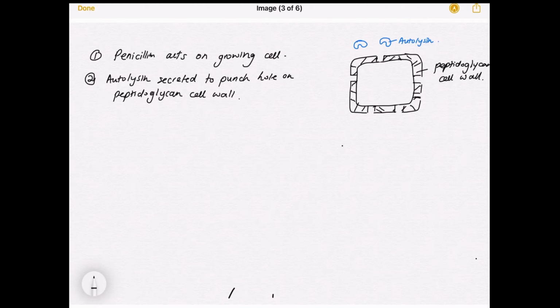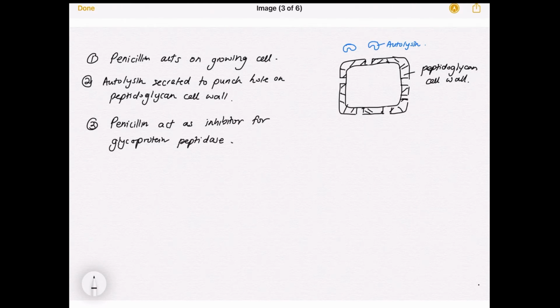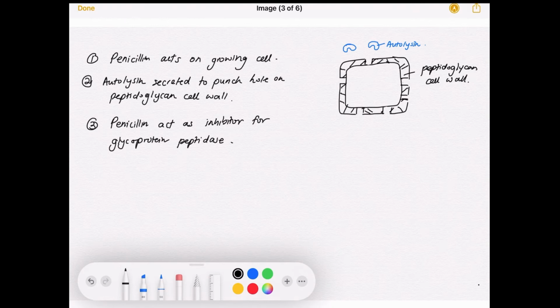So point number 3, how does the antibiotic act on the bacterial cell, thus killing them? Antibiotic penicillin acts as an inhibitor on enzyme glycoprotein peptidase. And what is so important about this enzyme? This enzyme is responsible to build a crosslink within the broken peptidoglycan cell wall.